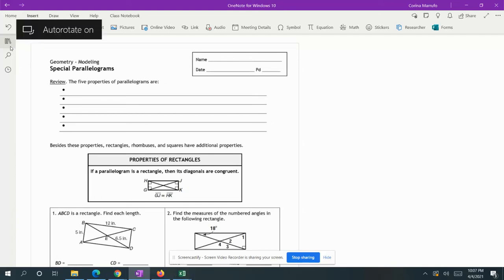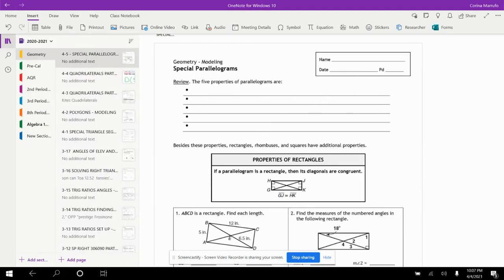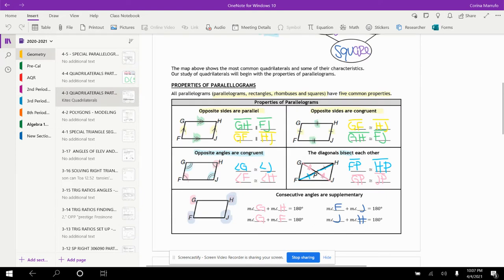All right, guys, so we're moving into special parallelograms. With our special parallelograms, we're still going to have the same properties as quadrilaterals, okay? It says the 5 properties of parallelograms, or I'm sorry, not quadrilaterals. We had done one on quadrilaterals, and so we did the special properties here of parallelograms.